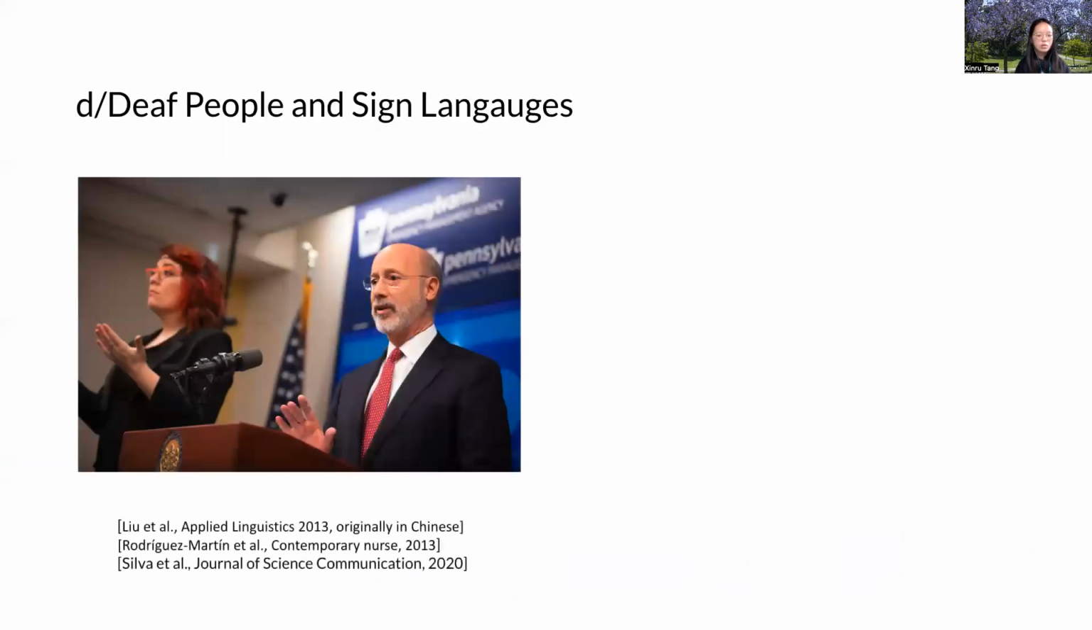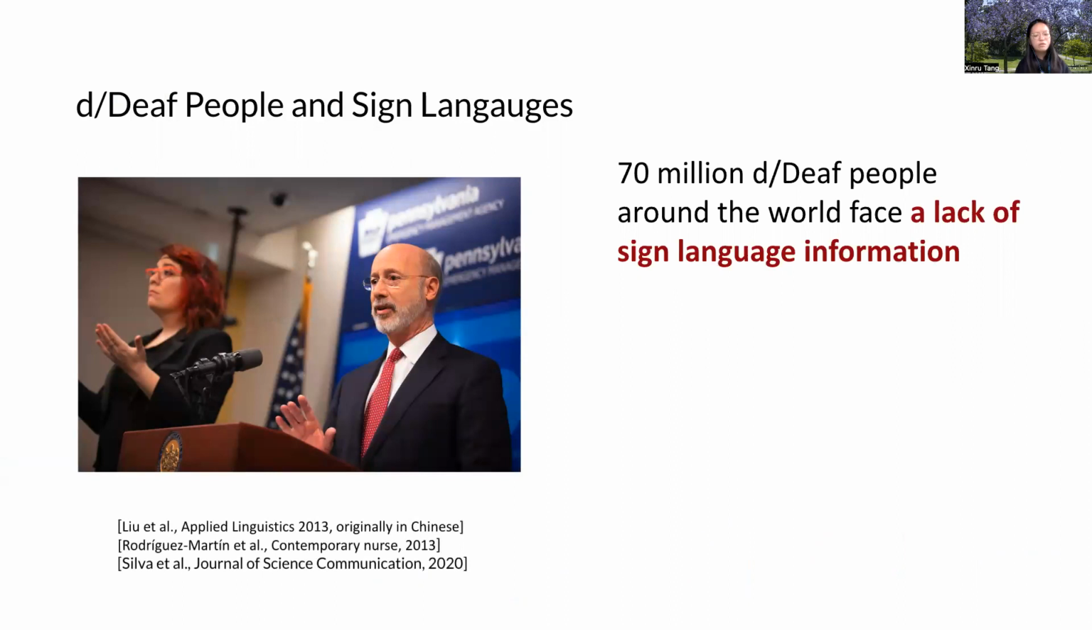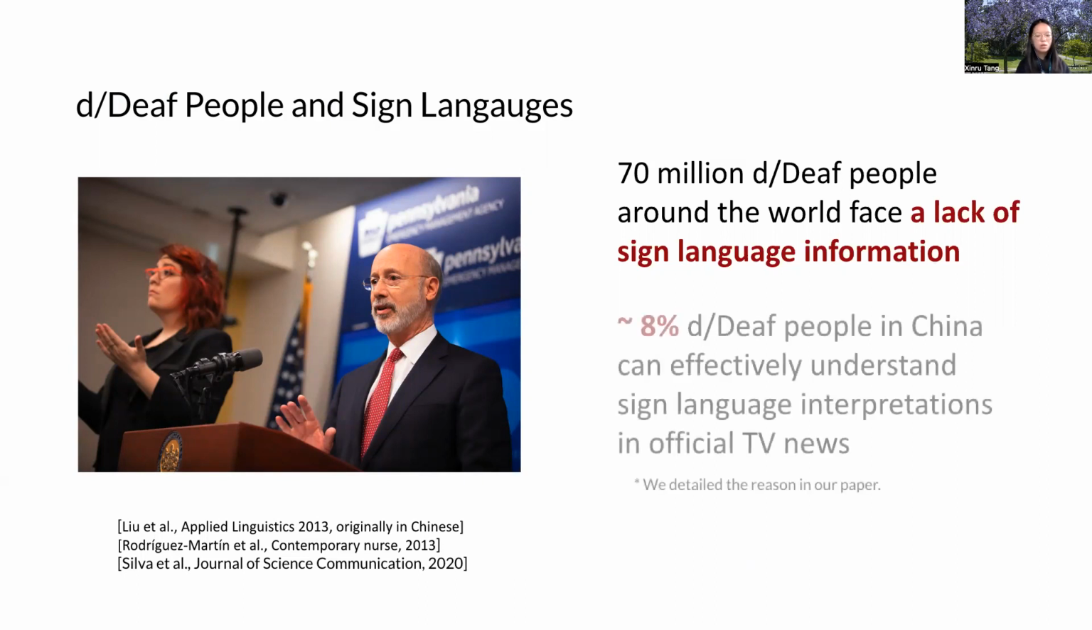There are 70 million deaf people across the world. Many of them take sign language as their first language. However, sign language information is still hard to access because most of the information nowadays is based on written and spoken languages. Sign language interpretations are also often ineffective. For example, according to a survey conducted with about 10,000 deaf people in China, only around 8% of them can effectively understand sign language interpretations in official TV news.